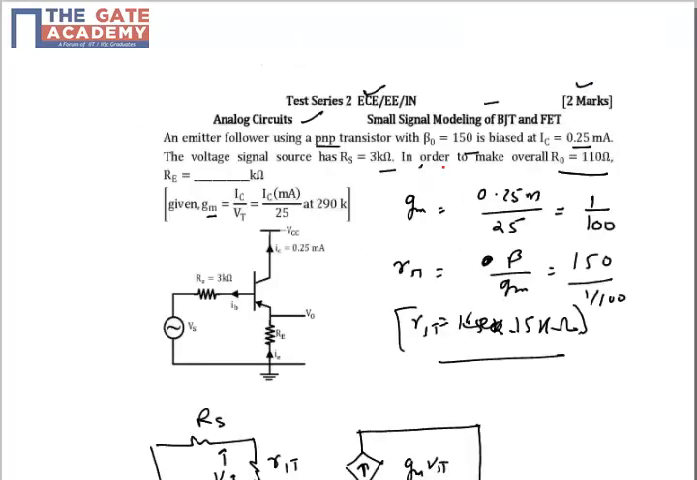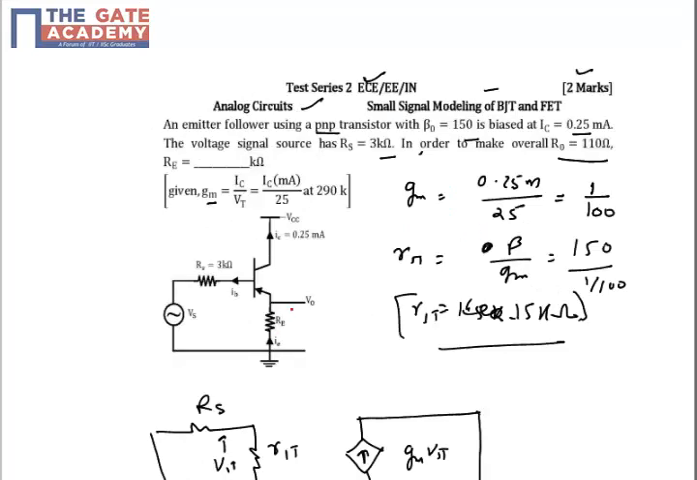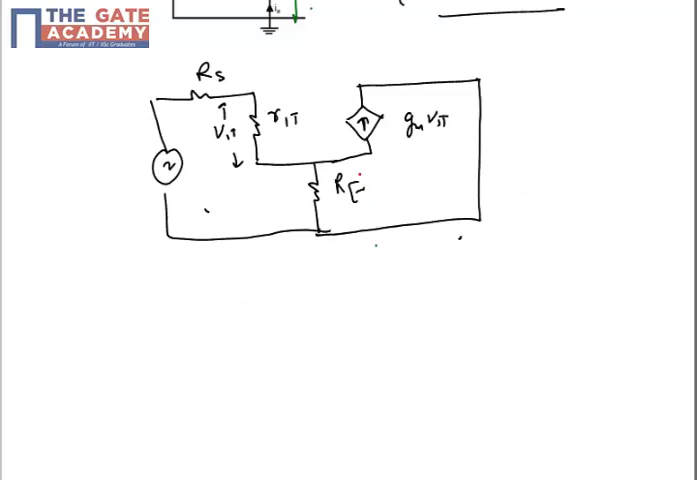And the question says to calculate the output resistance, ensure that the output resistance is 110 ohm, and calculate the value of Re for that. So the output resistance I need to calculate, and we are dealing with the common collector configuration, in which the output is across the emitter terminal. So I will calculate the output resistance here at the emitter terminal.